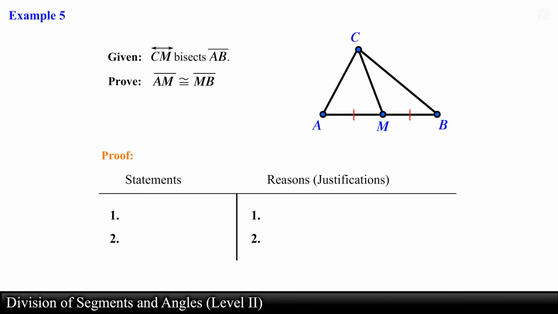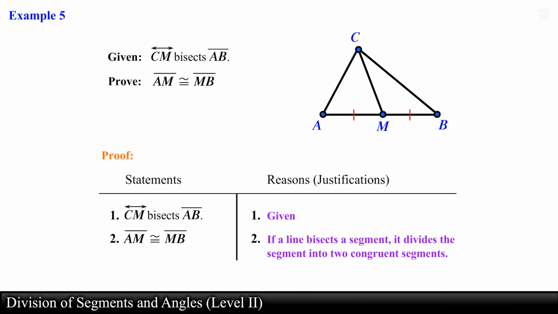Now let's proceed with the proof. For our first statement, we will write line segment CM bisects segment AB, and the reason is because it is given. Now we can conclude that segment AM is congruent to segment MB, because if a line bisects a segment, it divides the segment into two congruent segments. This is essentially the definition of a segment bisector, and this ends the proof. Let's move along to the final example.